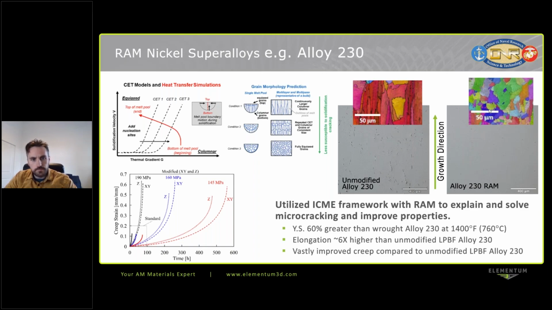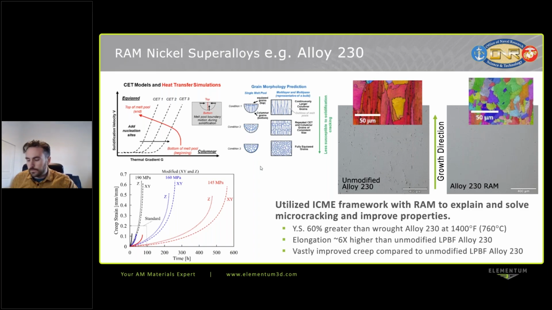With this material, I want to draw your eyes to the graph in the left bottom corner. It shows our creep results, performed by the Colorado School of Mines. The standard material is AM alloy 230, compared to different creep rates of our RAM 230, which greatly overcomes that and becomes very close to a commercial product that Haynes International might offer from a wrought billet.